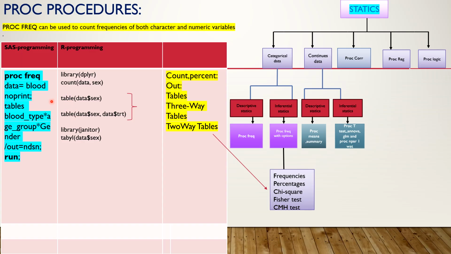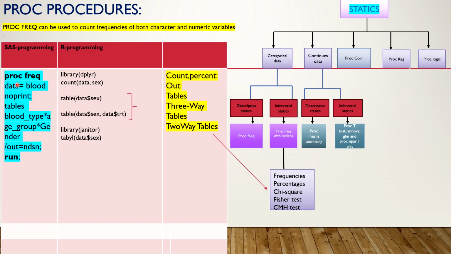In SAS programming, how do we write it to get the count and percentage? Proc freq data is equal to the data set name, noprint. Tables is the statement. With this, we can create three-way tables and two-way tables. Here, tables, one variable, another variable, and a third variable. With three-way tables we also get the descriptive statistics for all three variables. The same thing we can write in R programming in this way. Here three types of coding are available in R programming.